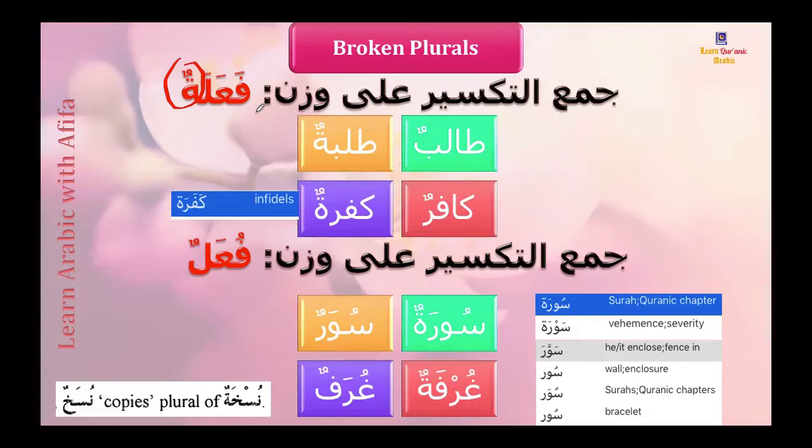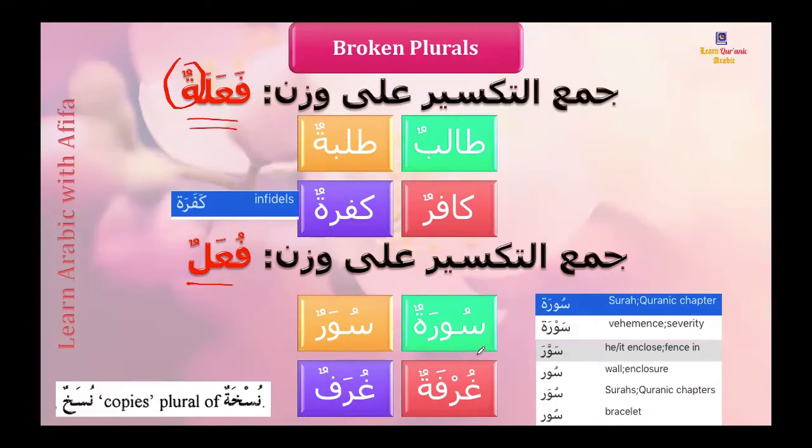Fa'alatun. I mentioned this in the beginning. Talibun, student, has another plural which follows this pattern. Talabatun. So this is how you recognize that it's a plural. Talabatun, it follows this pattern. So kafirun, kafaratun is the plural. Okay, it follows this pattern right here. Fa'alatun.